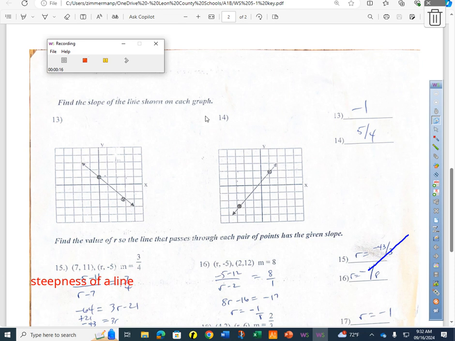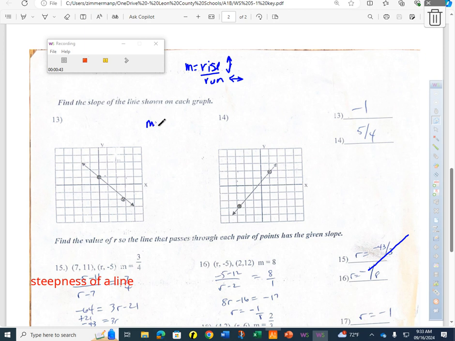Find the slope of a line shown on each graph. So this is one, they pick the points for you, but you can pick any 2 points on this line, and then you're going to use rise over run. Rise tells us how far we go up or down to get even with the next point, and then the run tells us how far we go left or right to actually get to that point.